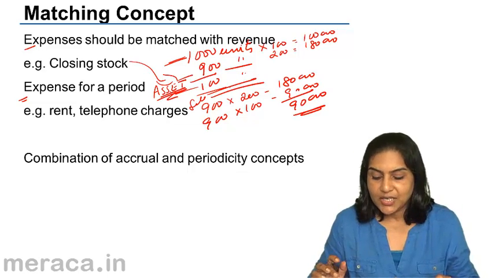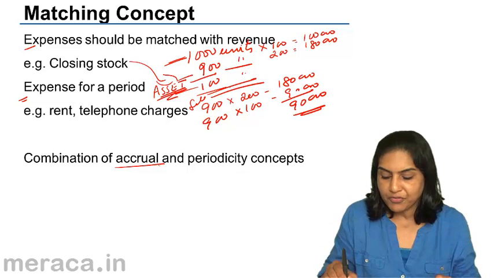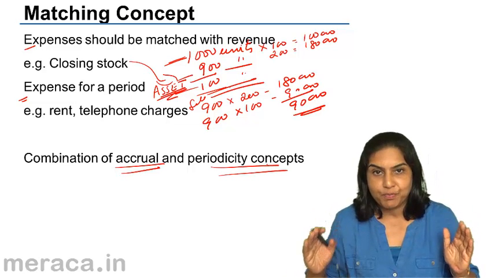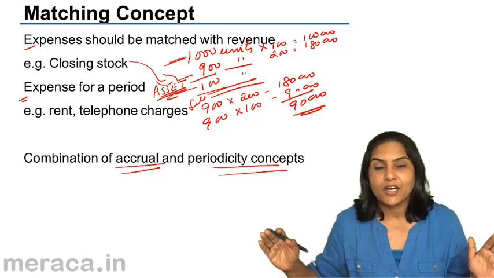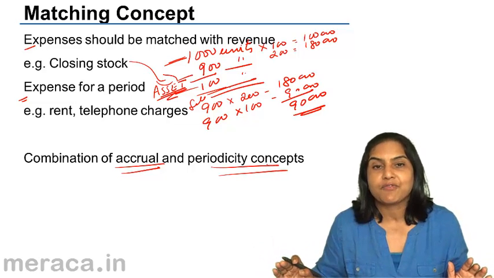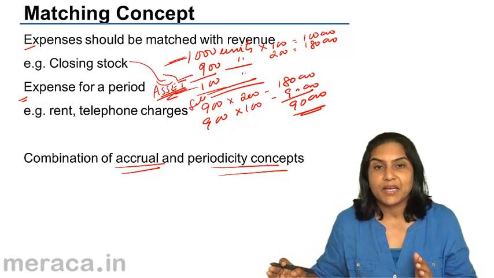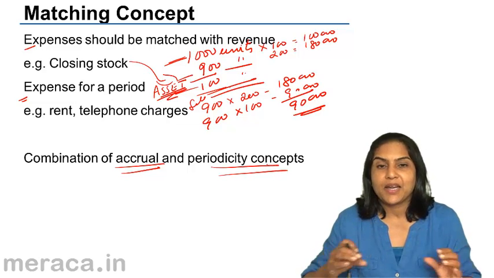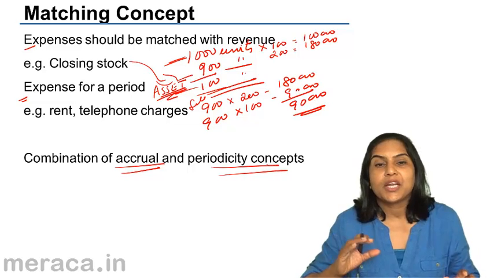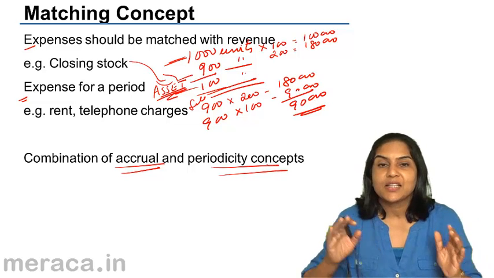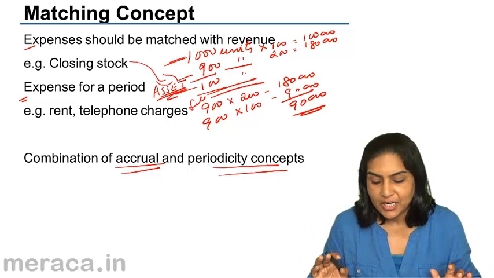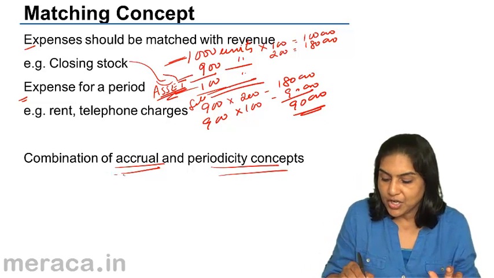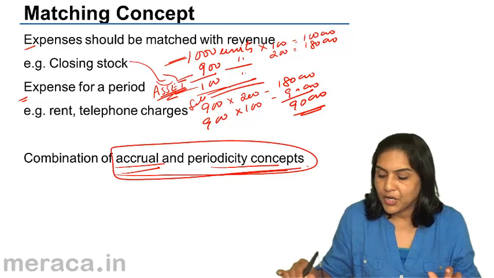So the matching concept is actually a combination of the accrual concept and the periodicity concept, because we have split the entire going concern, the entire life cycle, into certain annual periods where we determine the performance. Every accounting period, we need to ascertain the expense and the income in order to arrive at profits. So the matching concept in a way is a combination of the accrual and the periodicity concepts.